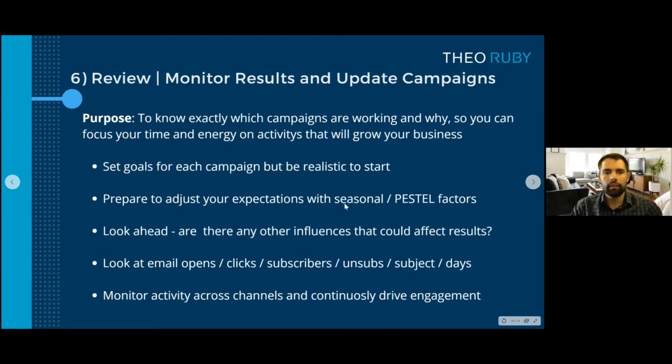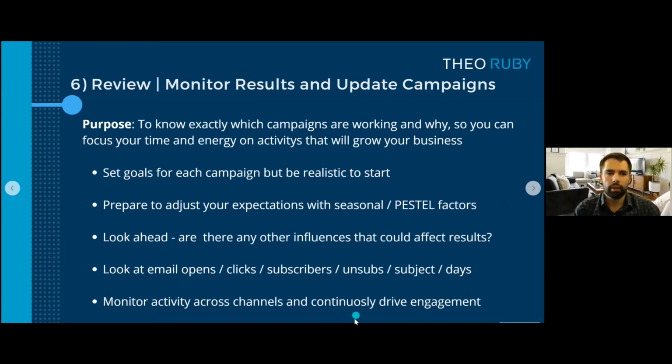And then finally, it's monitoring results. So once you've prepared, got everything in place, looked at the customer touch points and the competitors, looked at your story, looked at how you're going to engage with them, then you review and update your campaigns. So for example, I found that email marketing is doing really well, so I'm spending more time on that at the moment. It's important to set goals, but be realistic, and then also to look at the next 12 months. So if you've got Christmas or summer or something coming up, you would adjust your campaigns around the seasons and the external factors.